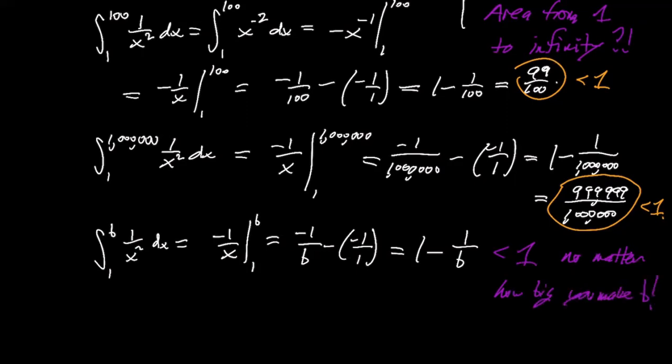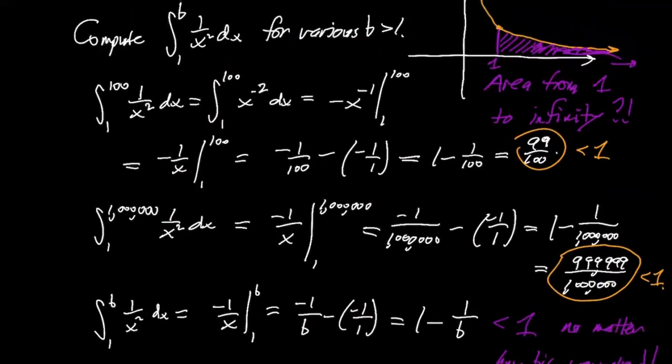And so that's kind of astonishing, actually. It's this idea that somehow we could keep going. Like I said, the area from 1 to infinity, we could keep going forever to the right. We could go on forever, and the area is always going to be finite, no matter how far we go.